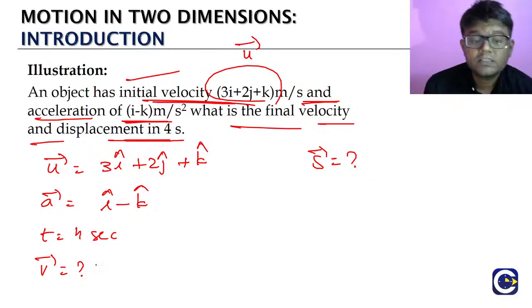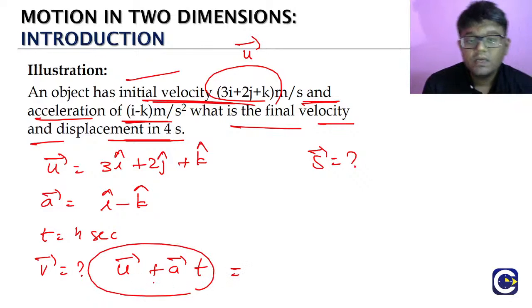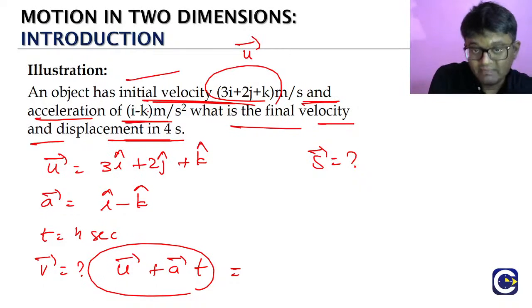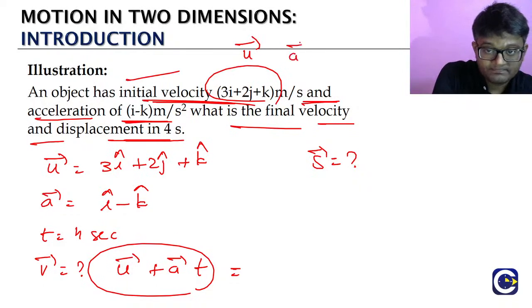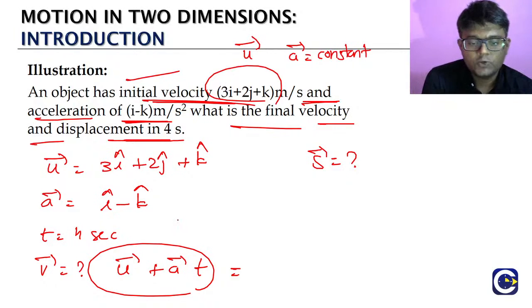What is the final velocity formula? V bar is equal to u bar plus a bar into t. Here why are we able to use this equation? Look at the acceleration. What is the acceleration? i minus k, which is a constant value, right? Is it changing with respect to time? No, it is not changing with respect to time. Means it is uniform acceleration. So we can use this equation.